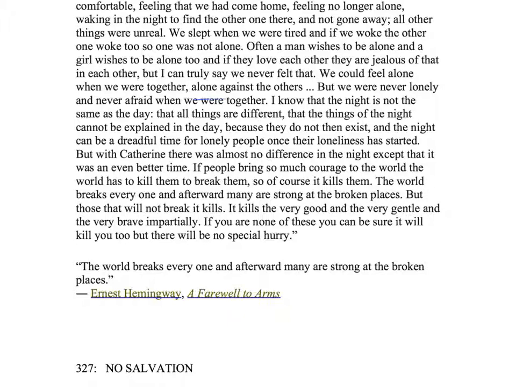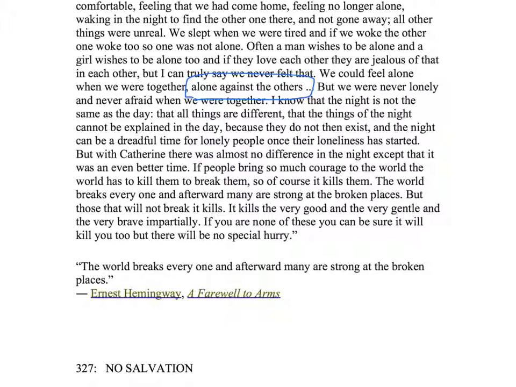There's that great moment that they know they're really in love, but we were never lonely and never afraid when we were together. The night is not the same as the day. All things are different. That things of the night cannot be explained in the day, because they do not then exist, and the night can be a dreadful time for lonely people once their loneliness has started. But with Catherine, there was almost no difference in the night, except that it was even a better time.